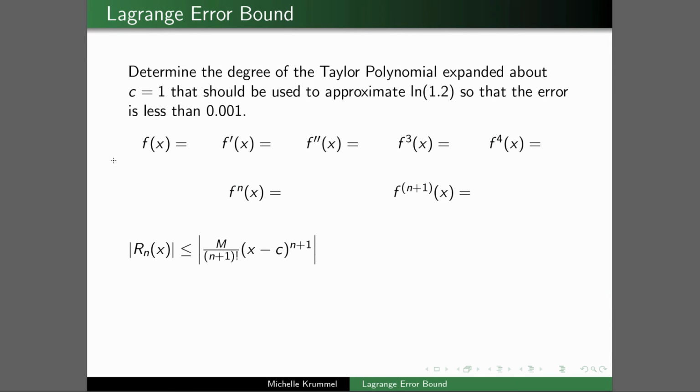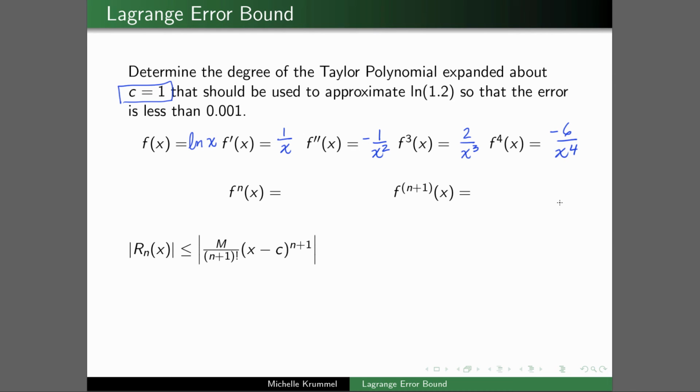In our next example, we'll determine the degree of the Taylor polynomial expanded about the center c equals 1 that should be used to approximate the natural log of 1.2 so that the error is less than 0.001. Our function f of x will be the natural log of x. First derivative, 1 over x. Second derivative, -1 over x squared. Third derivative, 2 over x cubed. And fourth derivative, -6 over x to the power 4.